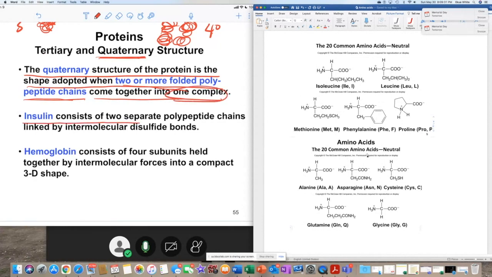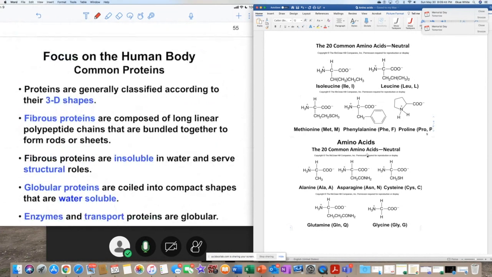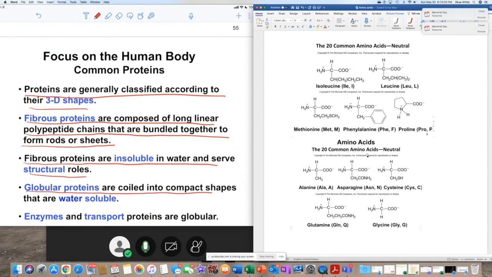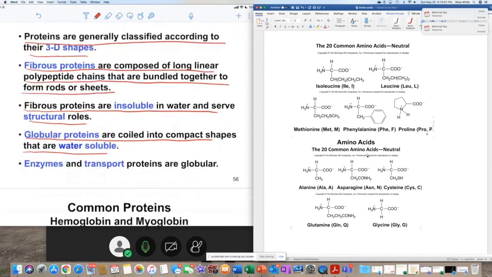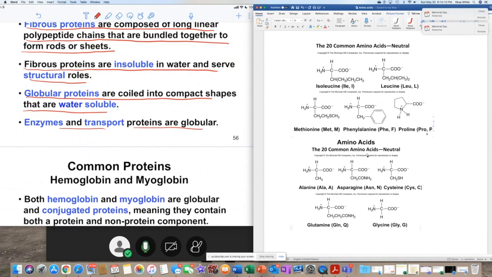Insulin consists of 2 separate polypeptide chains linked by intermolecular disulfide bonds. Hemoglobin contains 4 subunits held together by intermolecular forces into a compact 3D shape. Here we're told proteins are generally classified according to their 3D shapes. Fibrous proteins are composed of long linear polypeptide chains bundled together to form rods or sheets. Fibrous proteins are insoluble in water and serve structural roles. Globular proteins are coiled into compact shapes that are water soluble.